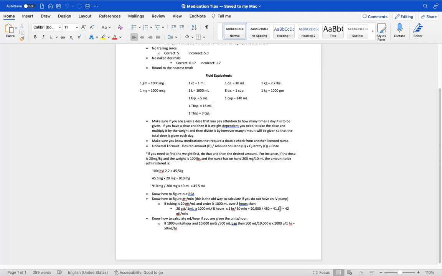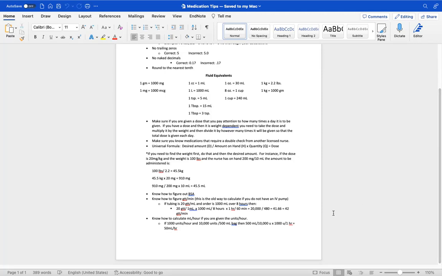Again, remember the rounding rule. We cannot use decimals when we're figuring drops per minute. So we're going to round that up to 42 drops per minute. Pumps do not allow fractions or decimals when we're dealing with drops per minute. And then again, know how to calculate the mLs per hour if you're given units per hour. Do not forget this conversion.